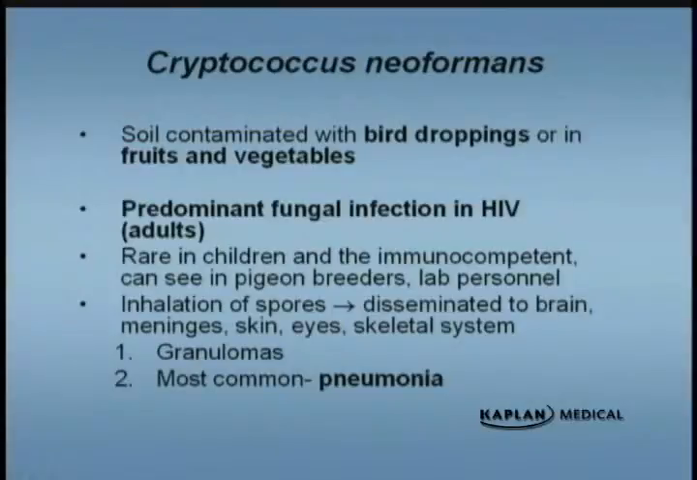Cryptococcus is going to be found in soil that's contaminated with bird droppings. You can sometimes find it with fruits and vegetables. That's why you need to wash them thoroughly. It is the predominant fungal infection in HIV patients. It's very rare in children. The other population that gets it, other than, for example, HIV patients, are people who are pigeon breeders, and lab personnel that work with the Cryptococcus can infect themselves.